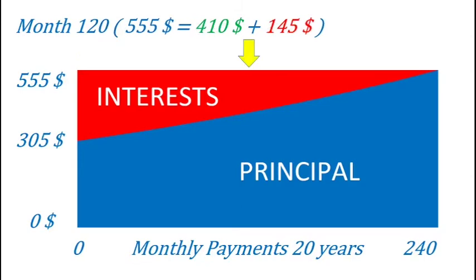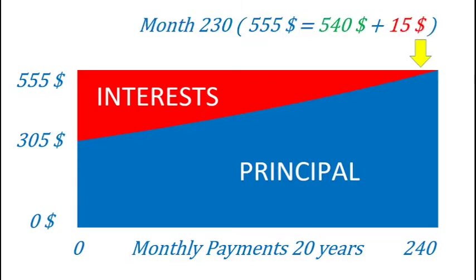On month 120, or in other words, after 10 years, the interest quote decreases to about $145, while the principal quote rises to about $410. Near the end of our mortgage, after more than 19 years, on month 230, the interest quote is about $15, and the principal is about $540.